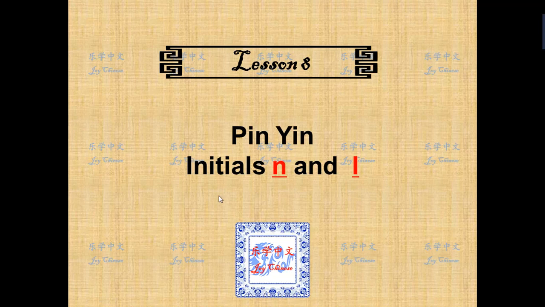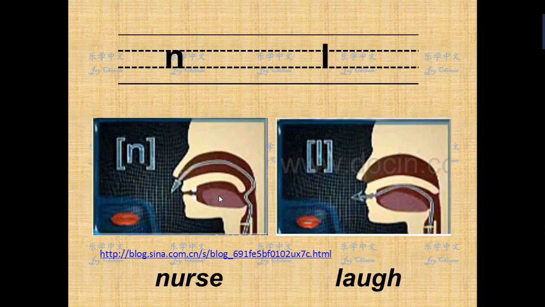In this video, I will explain how to pronounce initial n and l. For the pronunciation of n, you have to put the tip of your tongue toward your top gum. Let the air flow through your nose. Then open the tongue. Let the voice come out. N. And the sound is similar to the pronunciation in nurse. N. Nurse. N. In Chinese, you pronounce n.